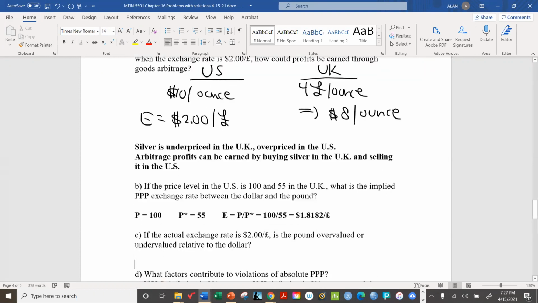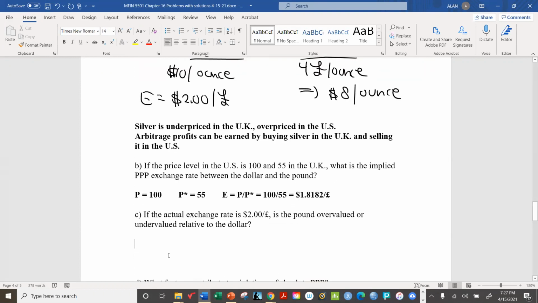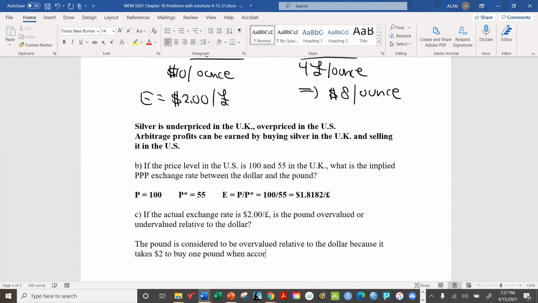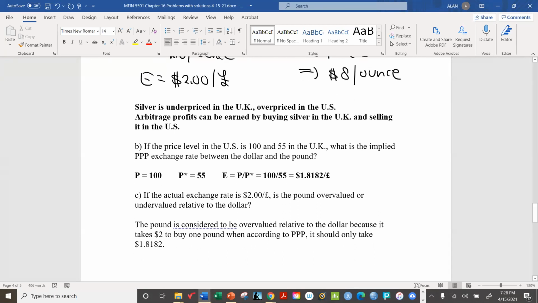Now, if the actual exchange rate is $2 a pound, then you would say the pound is considered to be overvalued relative to the dollar, because it takes $2 to buy 1 pound, when according to PPP, it should only take $1.8182. And that's what they mean by over or undervalued.